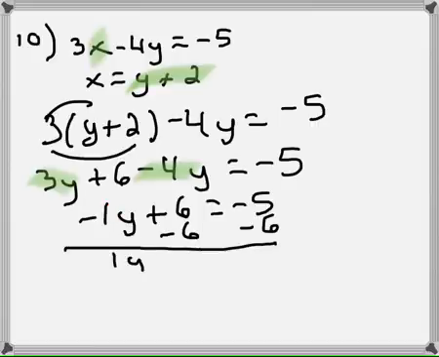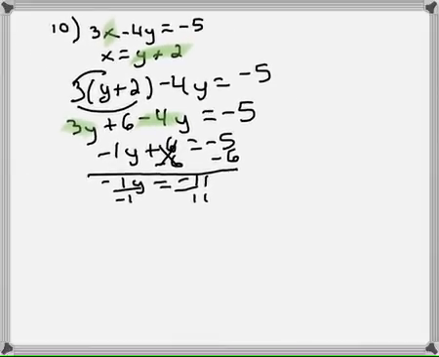Negative 1y. 6 minus 6 is 0. Equals negative 5 minus 6 is negative 11. And I made a mistake, so I'm going to show you where it is. I'm backing right up here. This was negative 1y, not positive 1y, so fix that if you did the same thing. Now the only other thing I need to get rid of is the negative 1. To do that, I'll divide by negative 1 on this side and divide by negative 1 on this side. Negative 1 divided by negative 1 is 1, so that cancels for y. And negative 11 divided by negative 1 is 11.